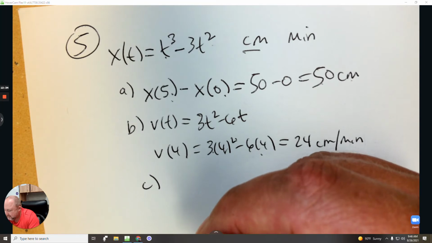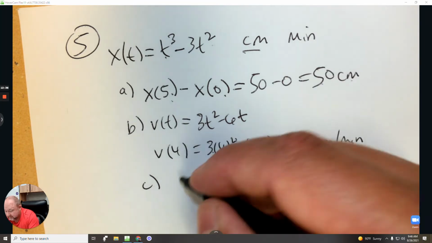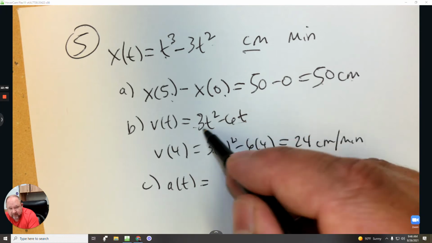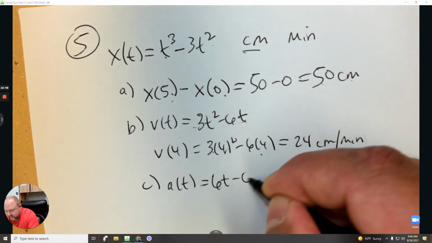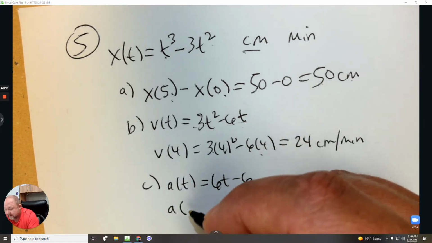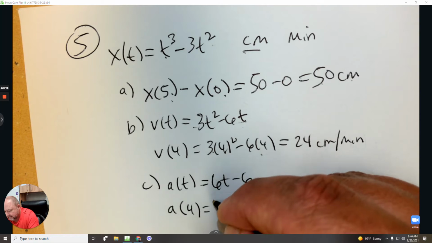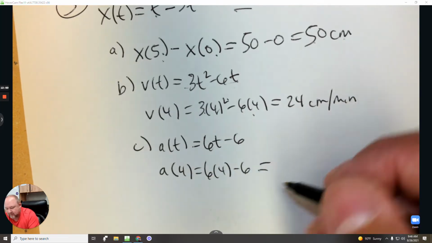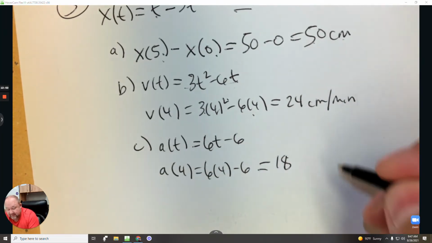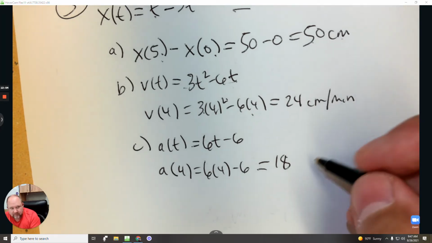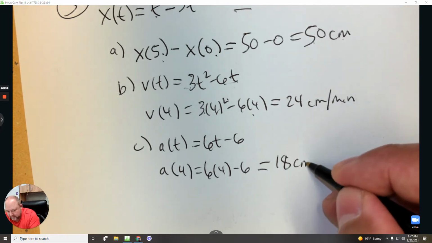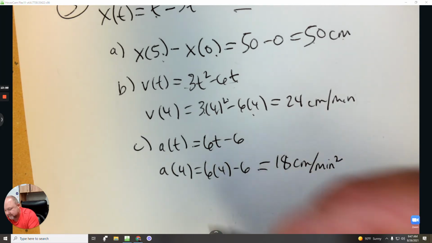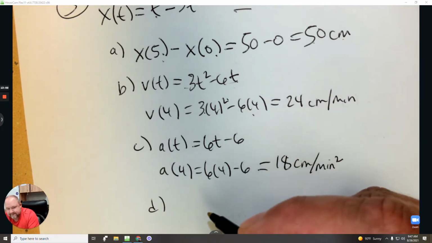C, find the particle's acceleration at 4. So the acceleration is the derivative of the velocity. That's 6t subtract 6. At 4 minutes, plug in 4. And it's 24, take away 6. And that's 18. Now, how you write acceleration with these units is centimeters per minute squared. That's how you write it down. It's centimeters per minute per minute.